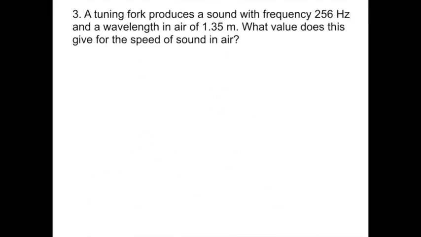Number 3. A tuning fork produces a sound with a frequency of 256 Hz and a wavelength in air of 1.35 meters. What value does this give for the speed of sound in air? So now we're solving for the speed of sound, so that's v, and then once again velocity is equal to wavelength times frequency. So I'll leave this variable as v because we don't know its value yet. We know that the wavelength is 1.35 meters and the frequency is 256 Hz.